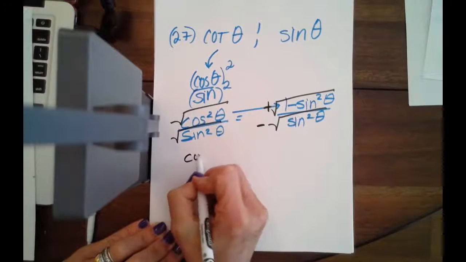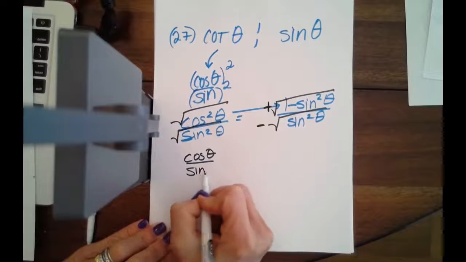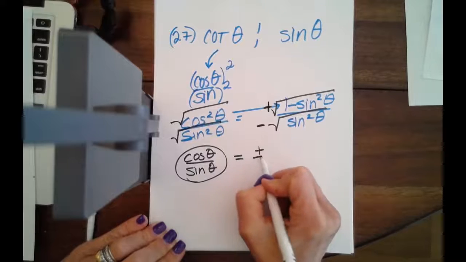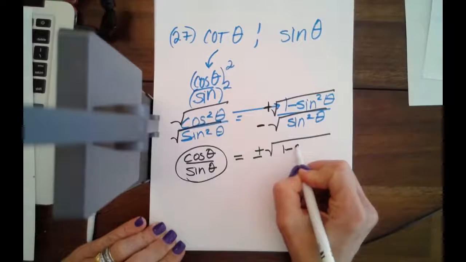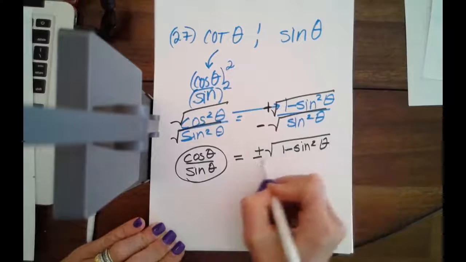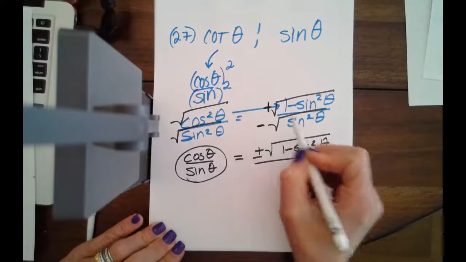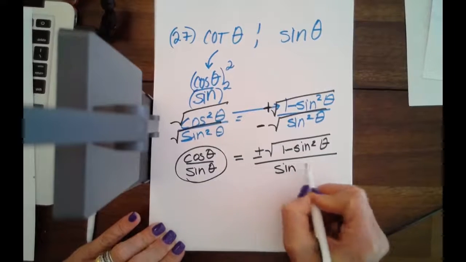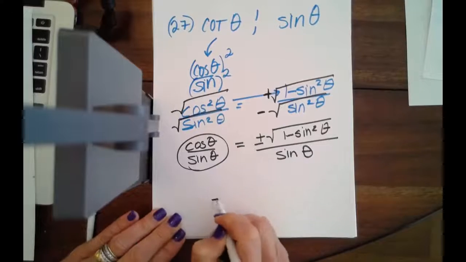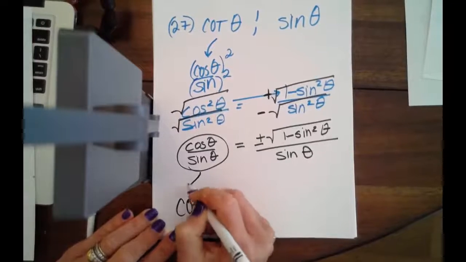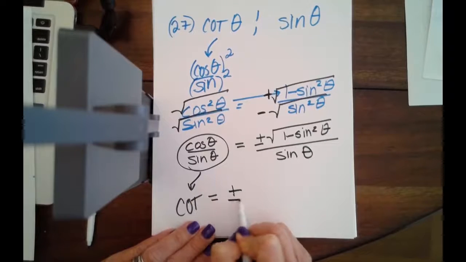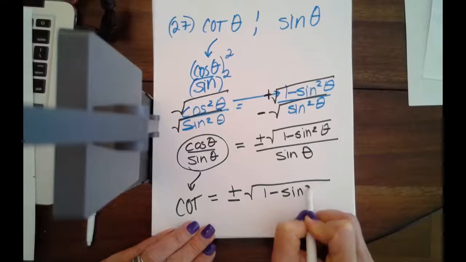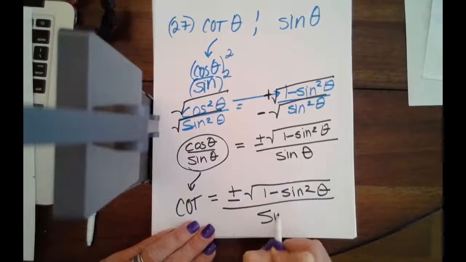So now, cosine of theta over sine of theta, which puts us back in cotangent mode, is equal to plus or minus the square root of 1 minus sine squared of theta over, well, if you take the square root of sine squared of theta, then you're just going to get sine of theta, right? Because you can take the square root of that. Okay, so the final cotangent, we go back here, has been transformed perfectly legitimately into plus or minus the square root of 1 minus the sine squared of theta in our numerator over sine of theta.